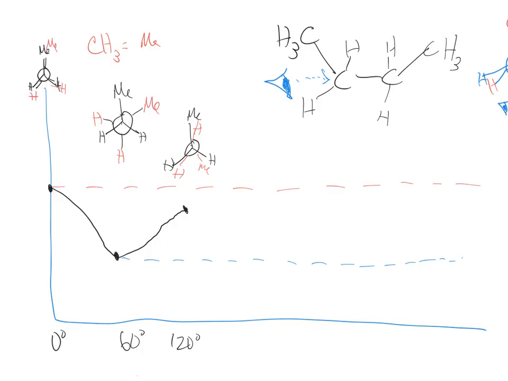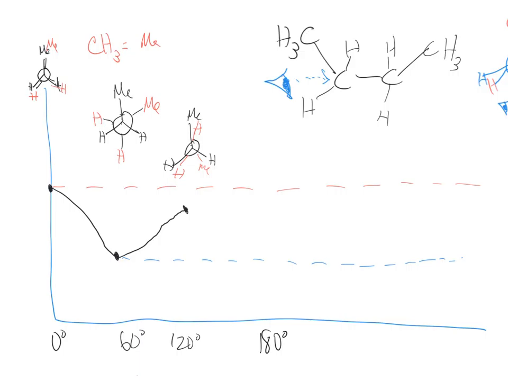Okay, now we go from the 120 to 180. Is it staggered or eclipsed? This is staggered. Remember, we're looking at this bond here between carbons 2 and 3. I'll give you a moment to draw the Newman projection. All right, so just quickly, we have it for 180 degrees.